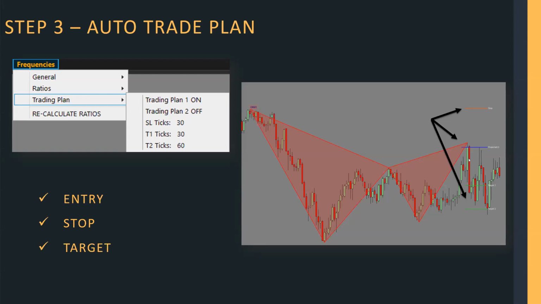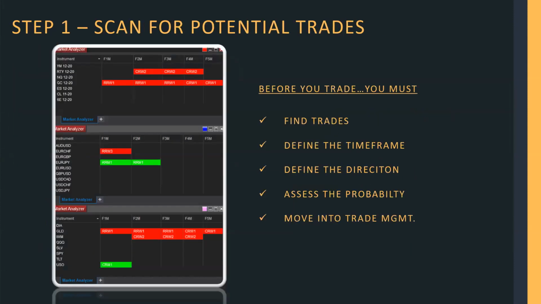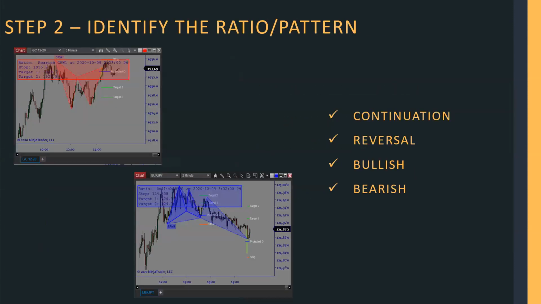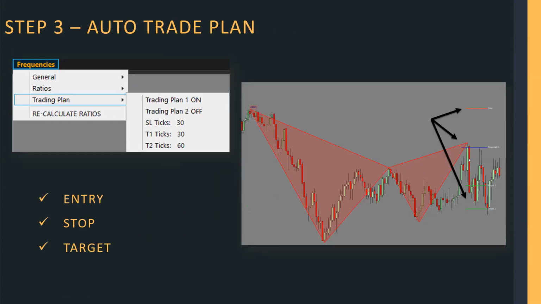So let's recap this. The scanner finds the trades. We identify the pattern and the reversal, and if it's a buy or a sell. We identify the trading plan so we know exactly where the entry, the stop, and the target is. It's plug and play. It's systematic. If you're having a hard time with discipline, this is going to help you. Okay. And then we execute.